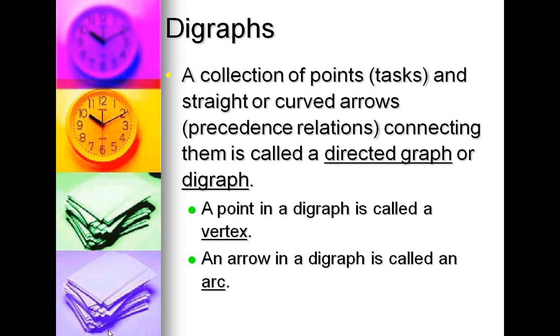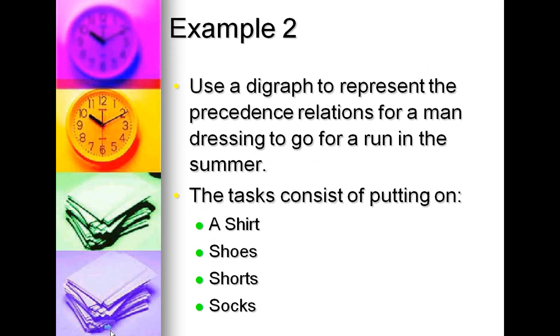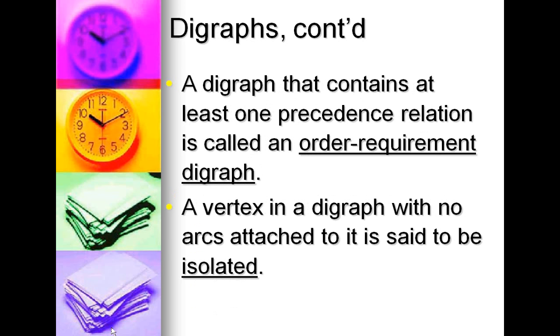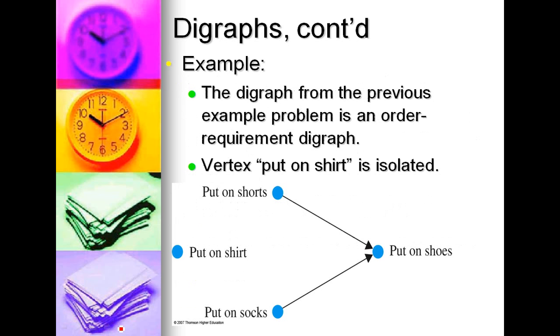So use the digraph to represent the precedence relationship for a man getting dressed for a run in the summer. So a shirt, shoes, shorts, and socks. And we can set up a preference relationship, which is right here. Putting on shorts before your shoes. Put on the socks before the shoes, but there's not an order requirement here between shorts and socks, and there's not putting on the shirt. It doesn't matter where you put on the shirt. So let me back up one slide.